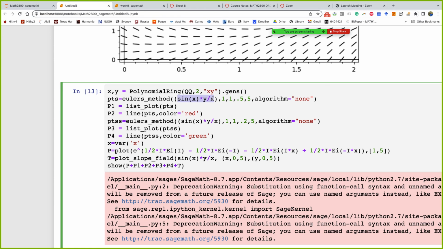Then I decided to plot the slope field, which I discussed in the previous question, and plot now the list of the things, including this P. P is the analytic solution. So you see here.